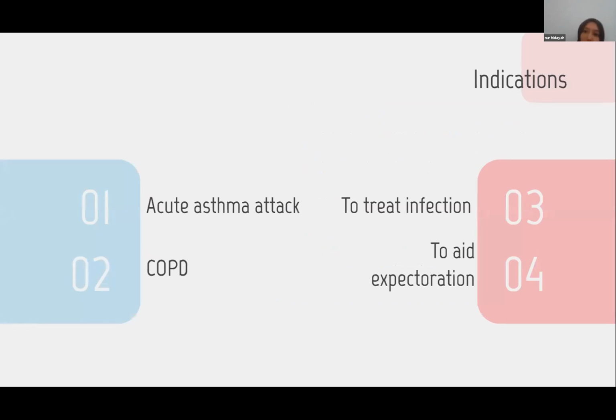So for the indication of the nebulizer, first to treat acute asthma attack, second COPD, and the third one to treat infection by administering antibiotic or antifungal in some cases such as cystic fibrosis, and next one is to aid expectoration by inhalation of hypertonic saline to increase clearance of bronchial secretion.